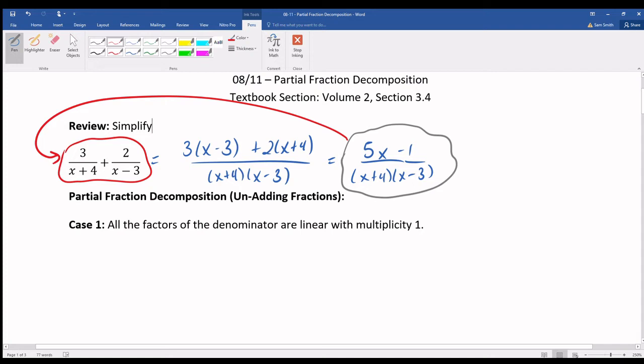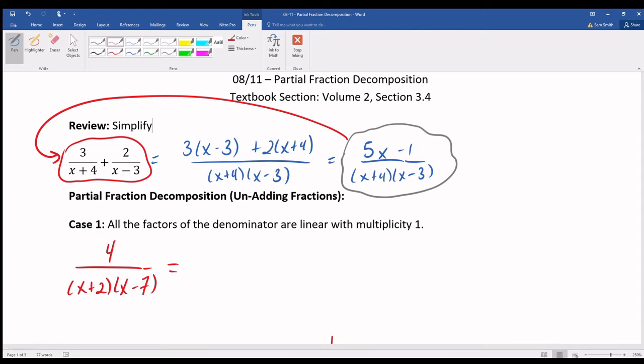We'll be considering this question in 3 primary cases, and case number 1 will be the simplest of all. Case number 1, you're dealing with a rational expression where all the factors of the denominator are linear with multiplicity 1. So let's take, for example, just a very simple 4 over x plus 2 times x minus 7, say. Suppose that I wanted to unadd and deconstruct this rational expression as a sum of 2 simpler linear expressions.